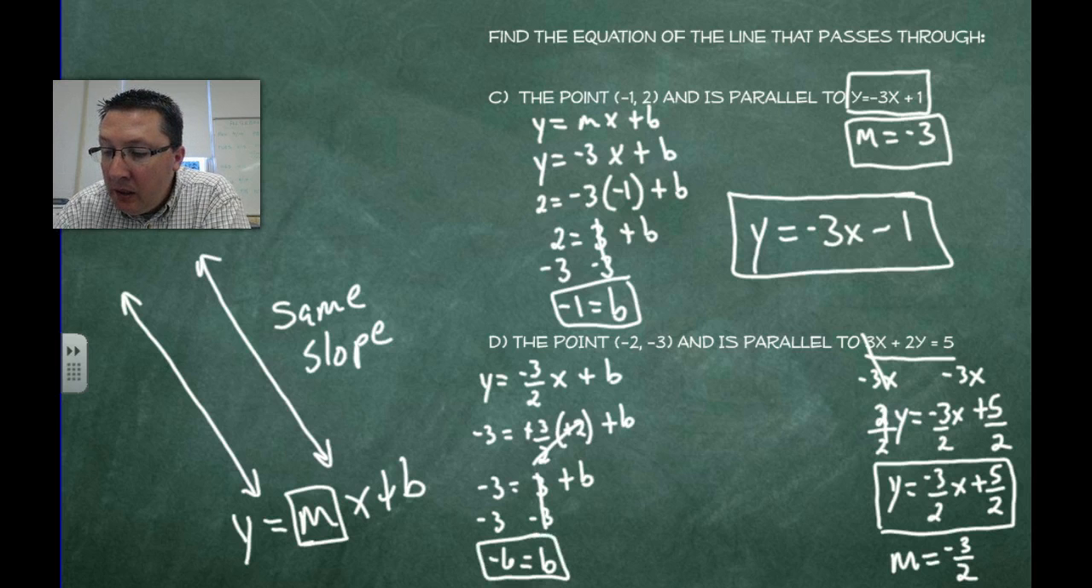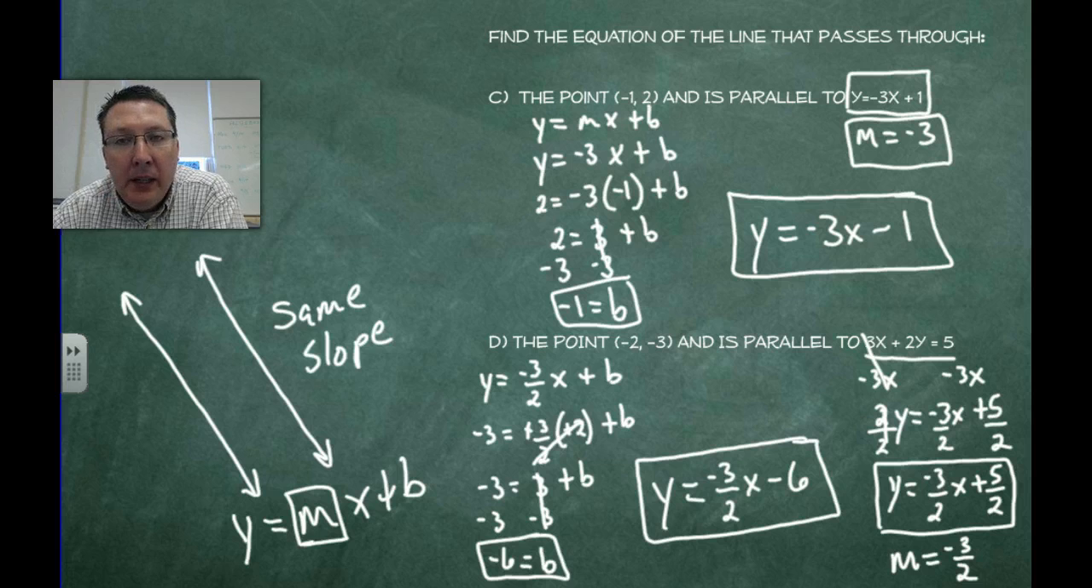All right, we're ready to write our equation. y equals, my m was -3/2. So y equals -3/2x plus b. Our b again is negative, so -6 or plus -6, either way. And there's our equation.